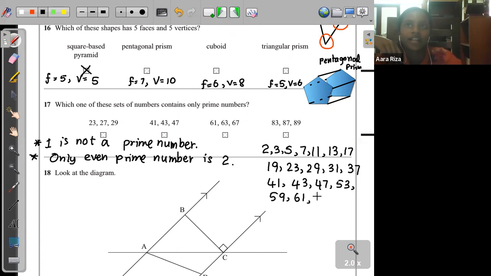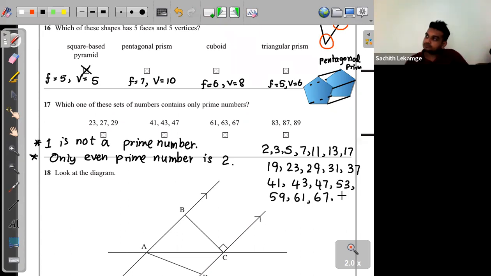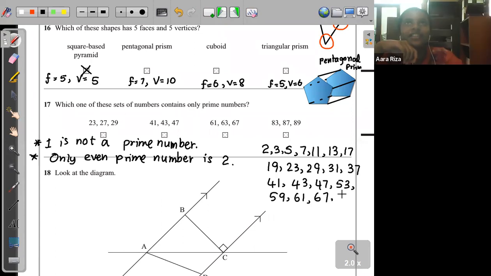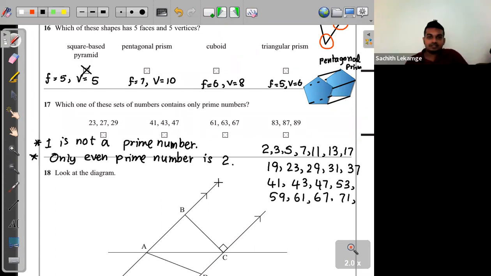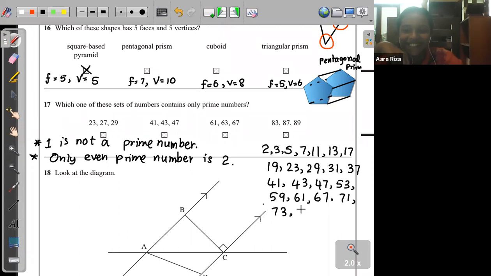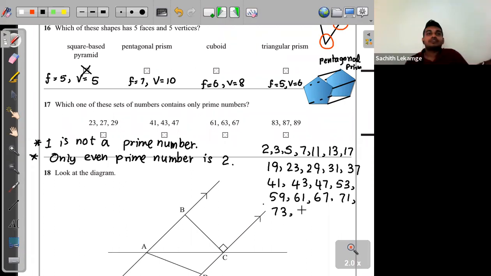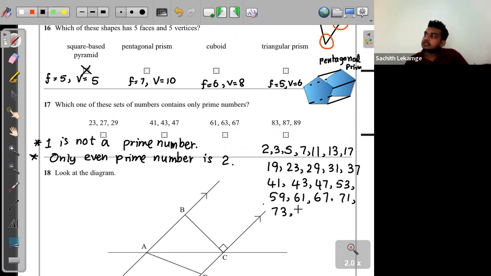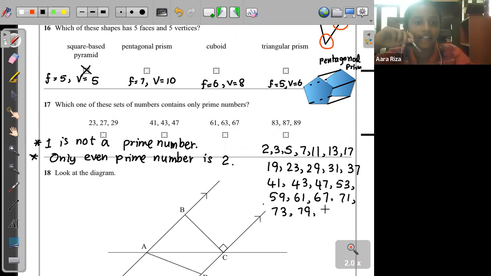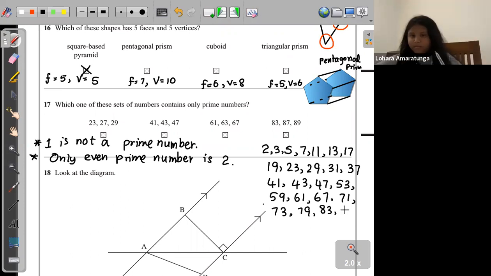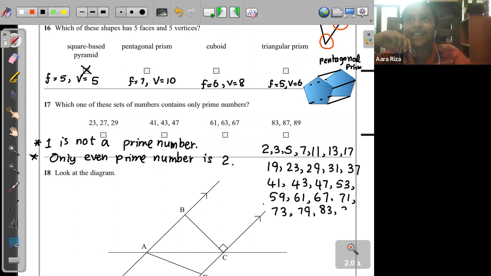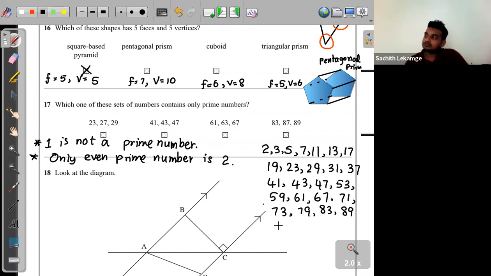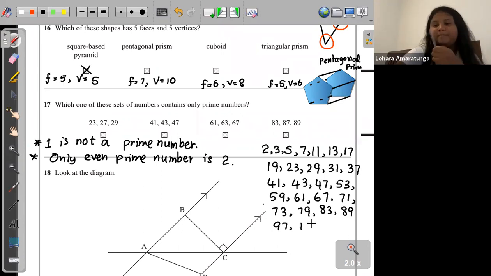57 is not a prime number, it is divisible by 3. 59 is a prime number. 61. Very good. 67. Very good. 71. Very nice. 73. Wow. Good. Keep moving, up to 100. 79. 101 we can take. 79. Very good. 83. Cool. 89 and 97. Oh my god, very good.